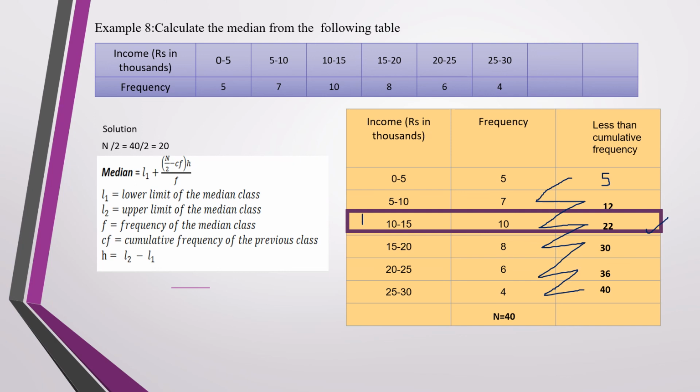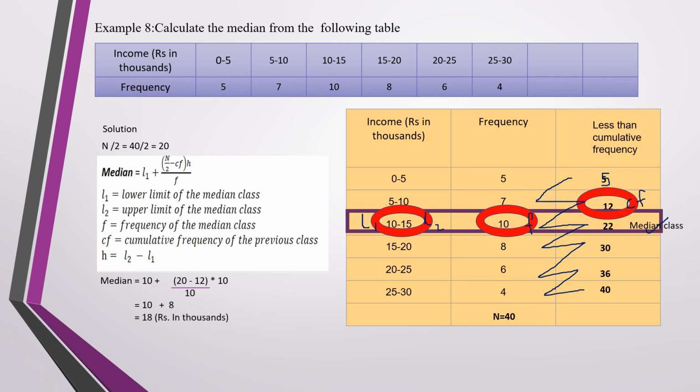Once you are done with your median class, we have L1 and L2. This is the frequency and this becomes your cumulative frequency. Write the formula and then substitute all the values we have. So it is 10 plus 8, which is 18. Income is given in rupees, so in the last we can write this in rupees.